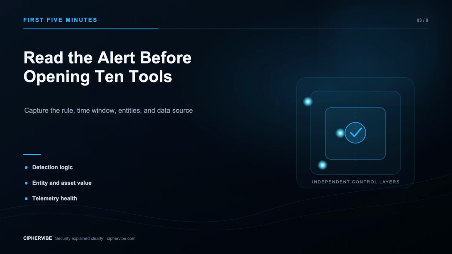Confirm the detection window, event count, sign-in result, authentication method, device identity, session identifier, and rule version. Check whether data ingestion was delayed or duplicated. Assign the case, add a concise opening note, and preserve the alert ID. This creates accountability and prevents two analysts from unknowingly taking conflicting actions.